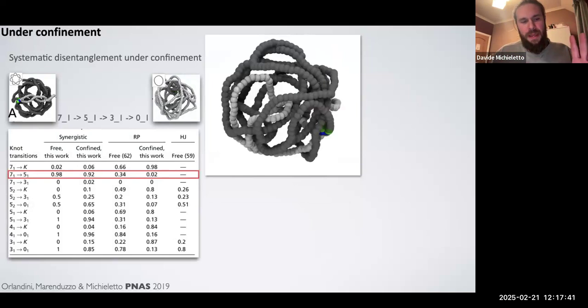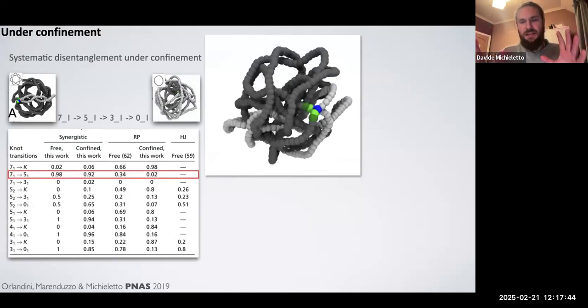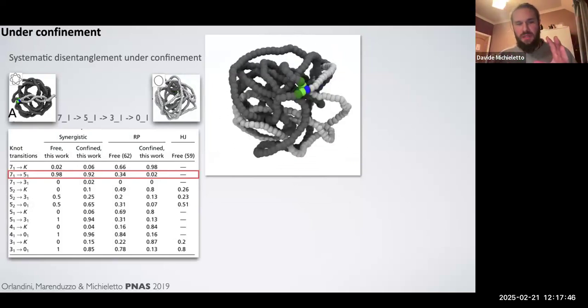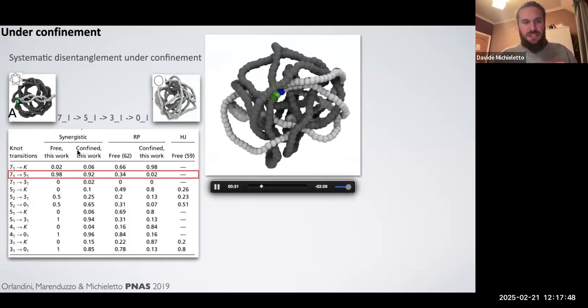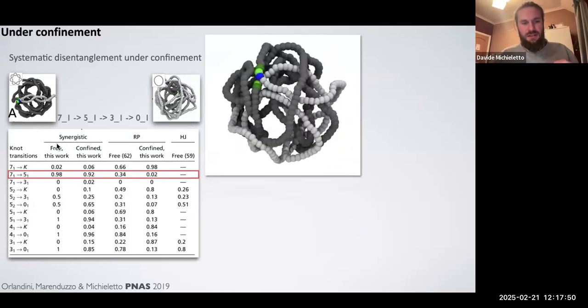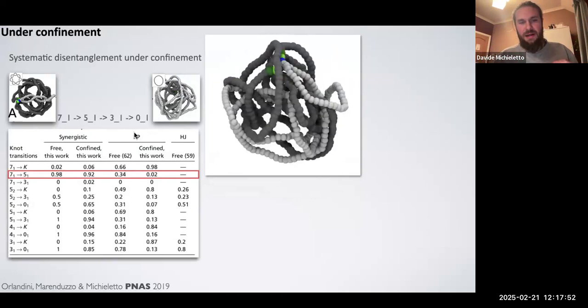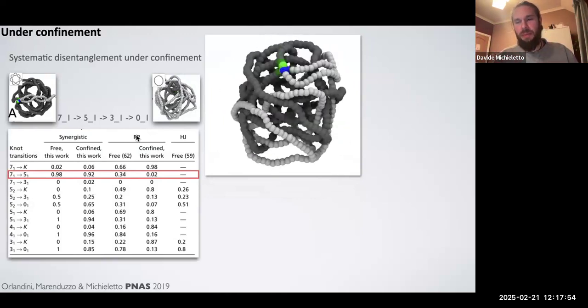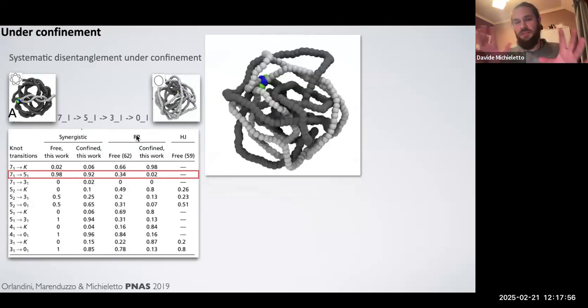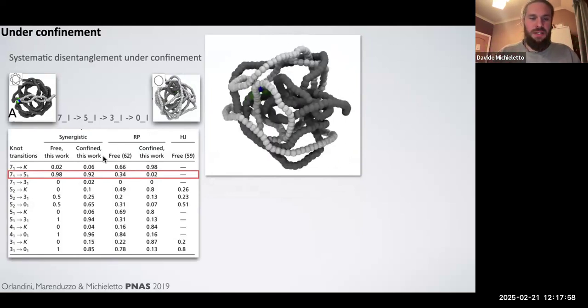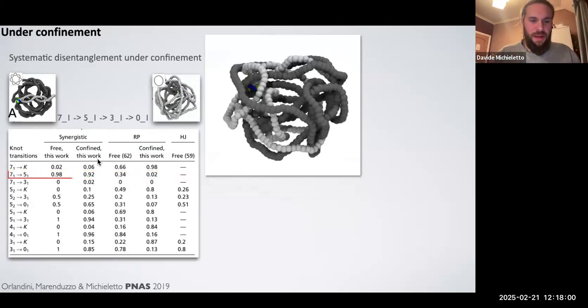So what we did was to compare the synergistic effect of loop extrusion and topoisomerase, which is the synergistic columns here in the tables, against RP, the random passage. Random passage is when you have topoisomerase but there is no loop extrusion. Okay, so let's compare these two.